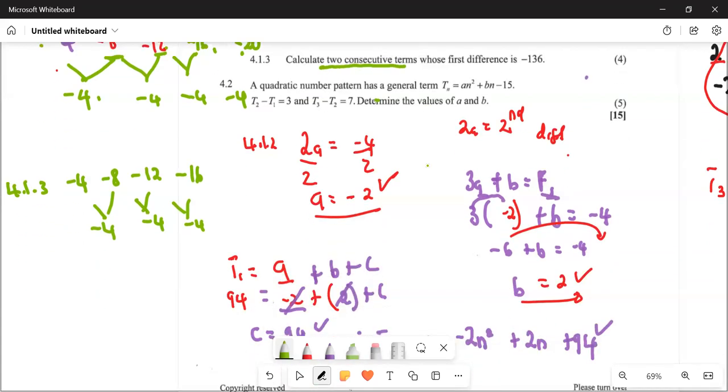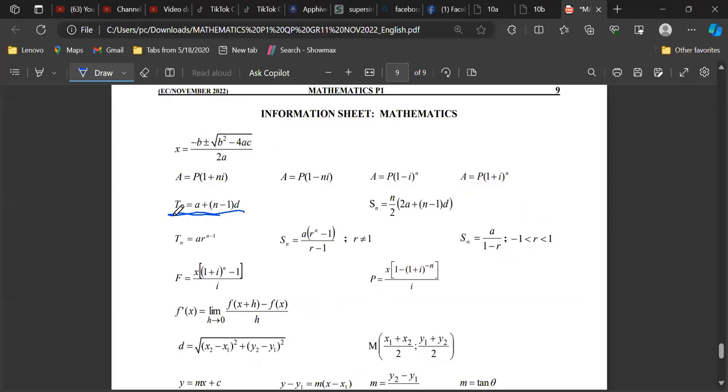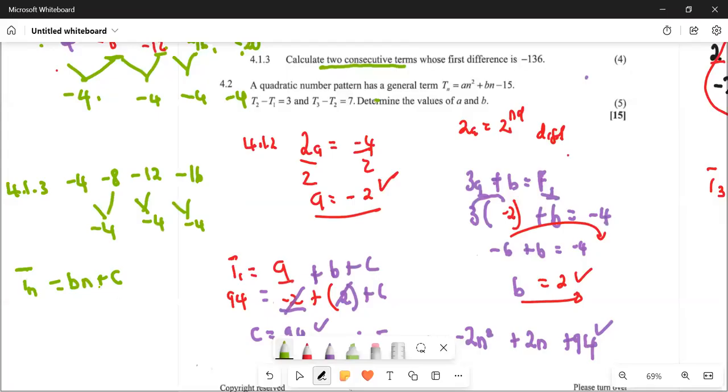So let's go through it then. Find the general term: Tn is equal to bn plus c. We can use this one. We can also use this one Renee used. You still remember this one? It doesn't matter, it's up to you which one you prefer. Okay, so you use this one.